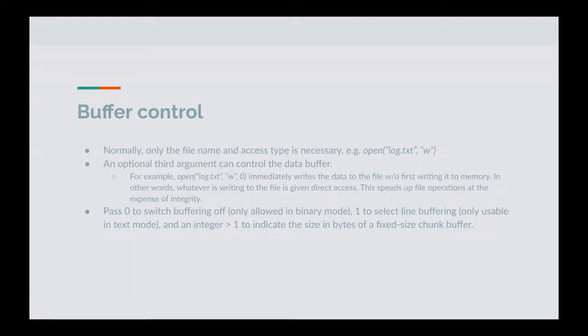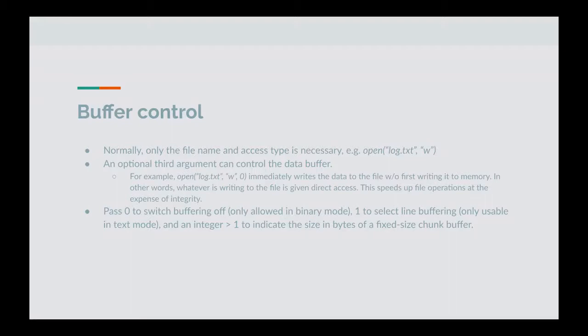If you use a 1, then you are telling it to use line buffering, so line by line is going to be stored in that buffer and then written to the file. This is only usable in text mode.